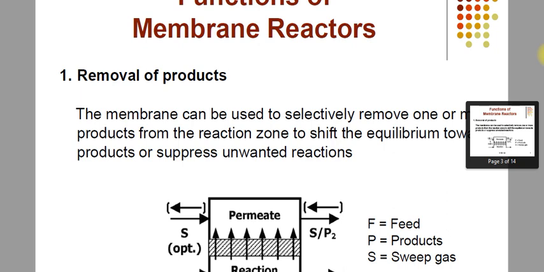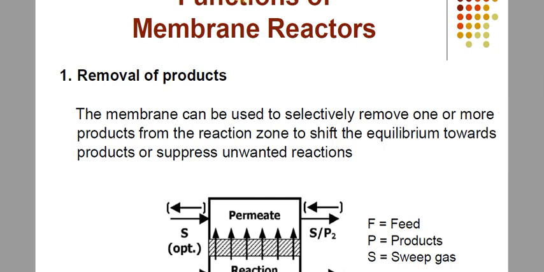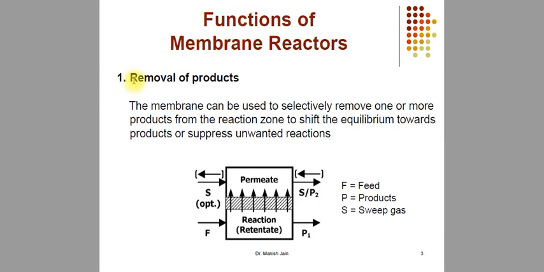So how will the membrane reactors work? The functions of a membrane reactor: first, removal of the products. The membrane can be used to selectively remove one or more products from the reaction zone to shift the equilibrium towards the product or to suppress the unwanted reaction.